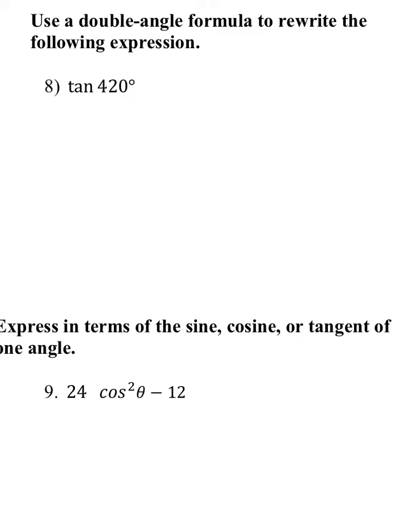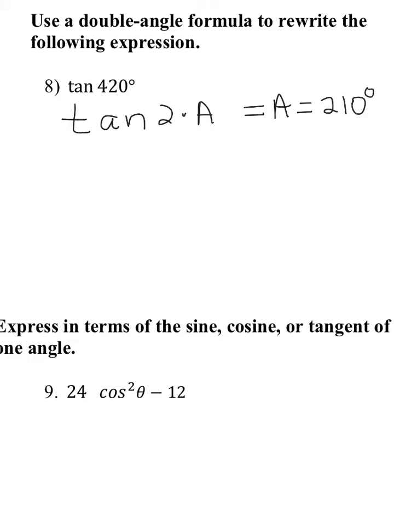Okay, for problem number 8, you're using a double angle formula. It says use the double angle formula to rewrite the following expression. Again, all we're doing is rewriting. We're not solving this time. So if this is a double angle formula, then 420 is 2 times some angle. I'm just going to call it angle A. So 2 times some angle A is what tangent of 420 degrees is. So what is angle A? That's what we need to know. Well, angle A is 210.